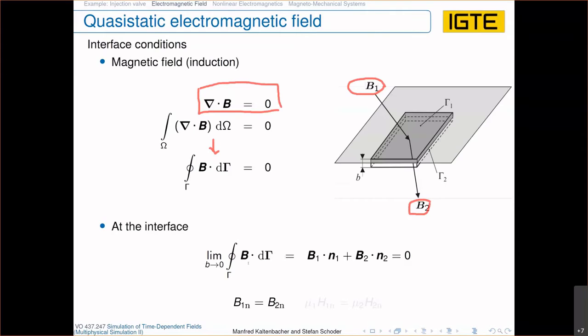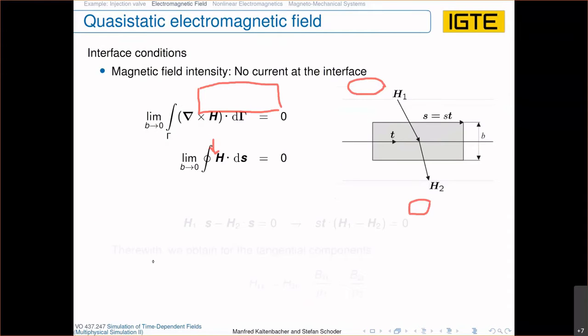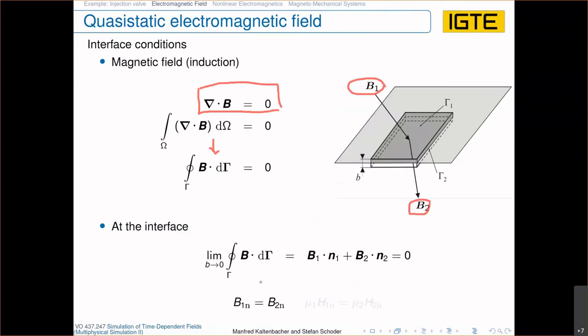However, according to our constitutive law between B and H, we clearly see that when we have two different materials, the normal component of H immediately at the interface jumps according to the ratio of the permeabilities.